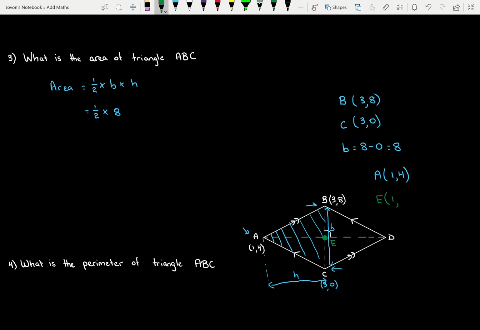Remember, the midpoint is given by x1 plus x2 all over 2, comma, y1 plus y2 all over 2. I already have the x coordinates, so I only need to find the y coordinate. So it'll be 8 plus 0 all over 2. So the coordinate of E is 1 comma 4. Sorry, wait, hold on. Sorry, 3 comma 4. That's my bad. This here is supposed to be 3.